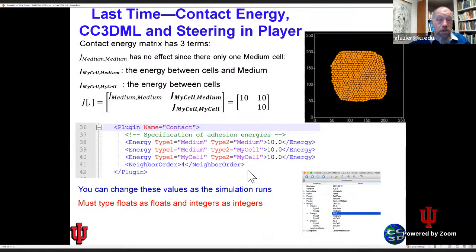We were able to do steering, that is, we were able to change these energies as the simulation ran, which was very convenient. And you'll notice here in the contact energy plugin, line 41, neighbor order is 4. So there is this neighbor order parameter, which is telling you what range you're calculating the surface areas over.